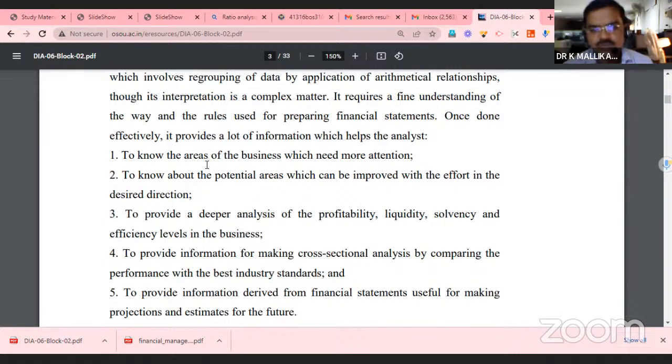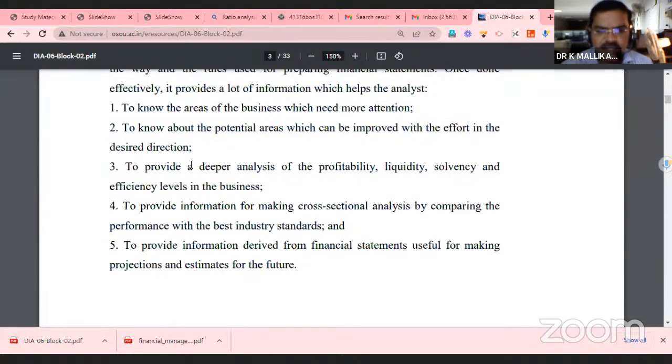the desired direction. They want to increase company profits, start a new venture, increase volume, or increase production capacity. They also see the impact on EPS, earnings per share, or net shareholders' wealth, and get a deeper analysis of the company's profitability, liquidity, solvency, and efficiency level of the business. So this is a deeper analysis to know the company's profitability.